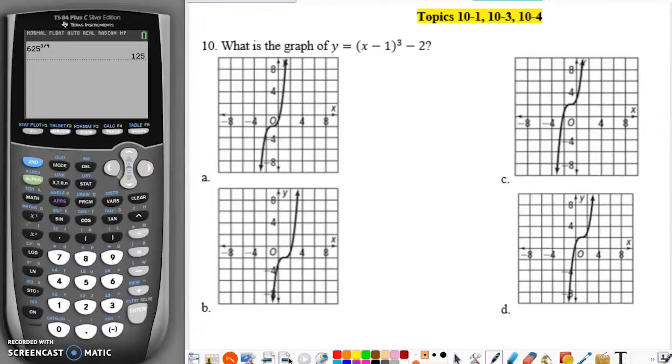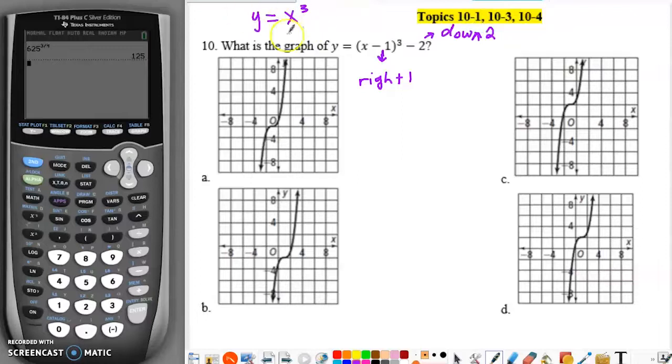Alright, looking at topic 10, we're going to start out with looking at a graph. It says, what is the graph of y equals (x minus 1) cubed minus 2? So let's recall our parent function is y equals x cubed. We need to see what transformations we have going on in order to match the correct graph. This minus 1 right here is telling us we're moving to the right 1 unit, because that is our h value. It's inside our parentheses. This minus 2 on the outside, that's a k value, so that's telling us we're going to move down 2.